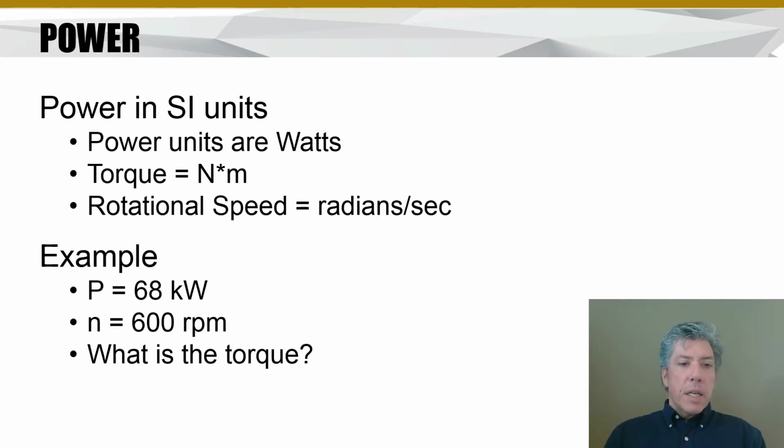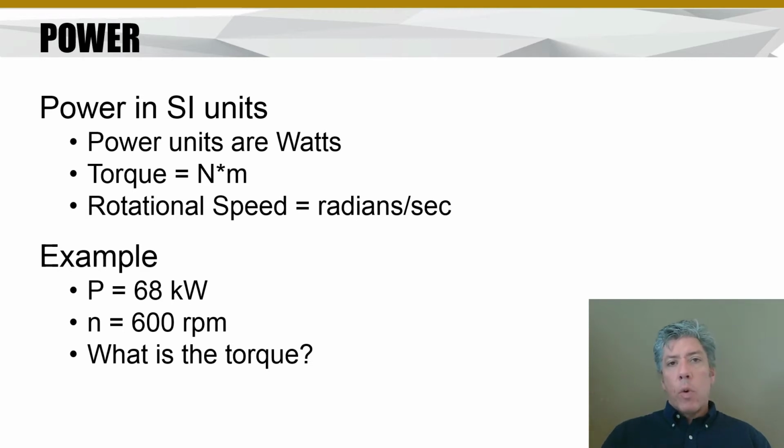So if we take 68 kilowatts and 600 RPMs, what would the torque be? What do you have to do to figure it out? Well, I'll grab my calculator and go through it with you. The key is to realize that we need, instead of revolutions per minute, we need radians per second. So let's see, 600 revolutions per minute. To get radians, we need to multiply by 2 pi. So 2 pi radians per revolution. That gets rid of the revolutions.